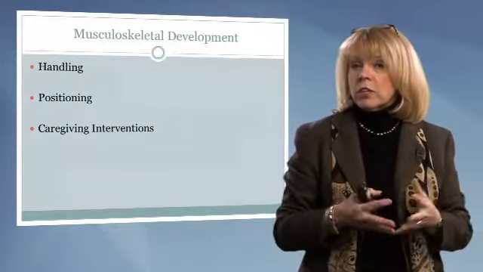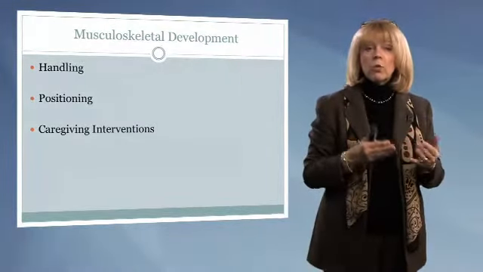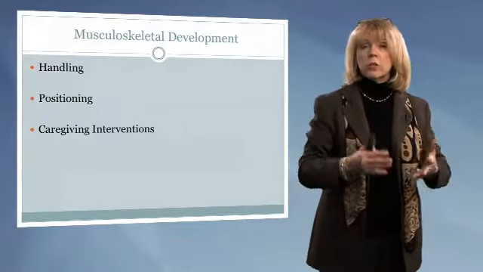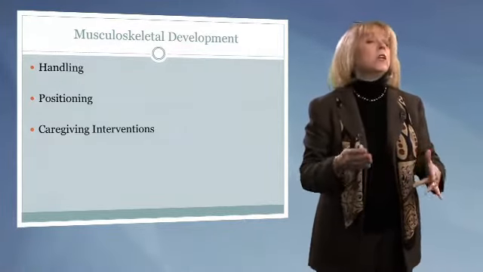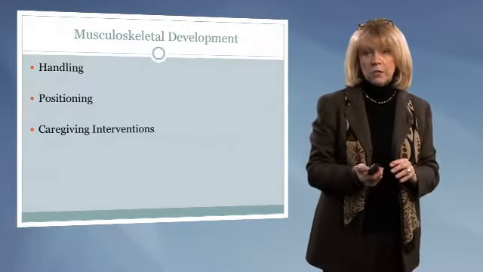Now, if we're looking at musculoskeletal development, we're going to look at 3 things. We're going to look at how we're handling this infant. We're going to look at how we're positioning this infant. And we're going to look at what we can do as a caregiver to intervene and make this more positive.